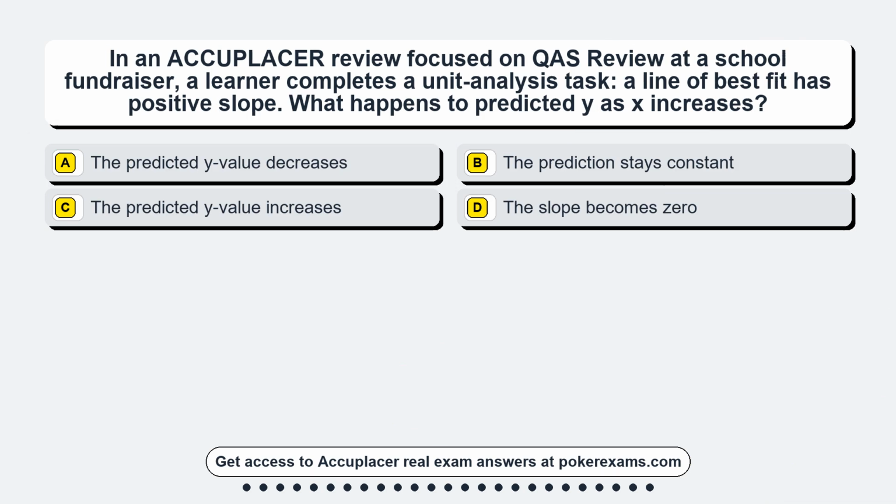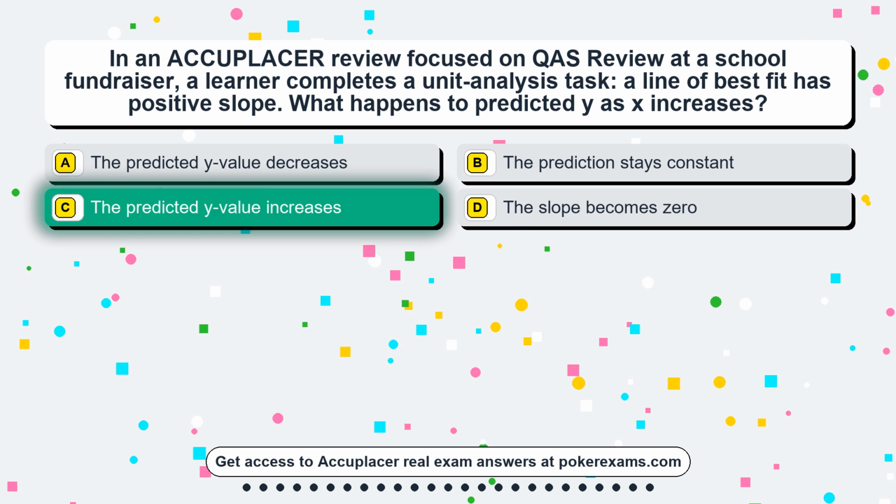Question 13. In an ACCUPLACER review focused on QAS review at a school fundraiser, a learner completes a unit-analysis task. A line of best fit has positive slope. What happens to predicted y as x increases? Option A, the predicted y-value decreases. Option B, the prediction stays constant. Option C, the predicted y-value increases. Option D, the slope becomes 0. The correct answer is option C. The predicted y-value increases.